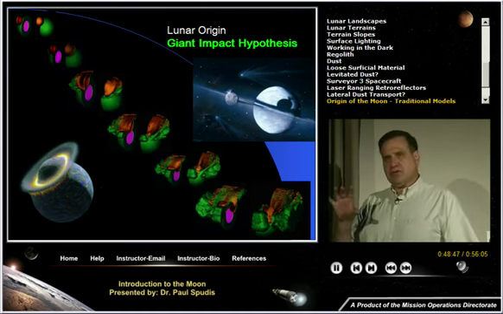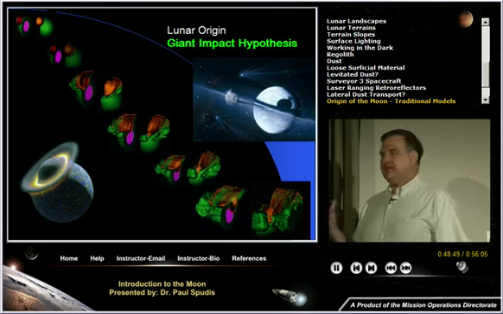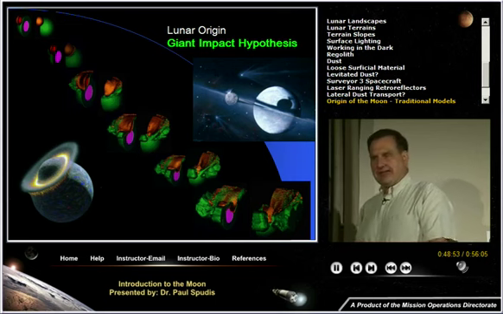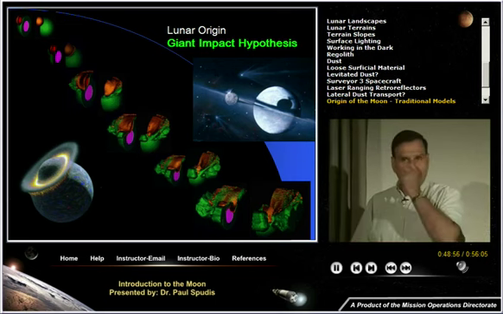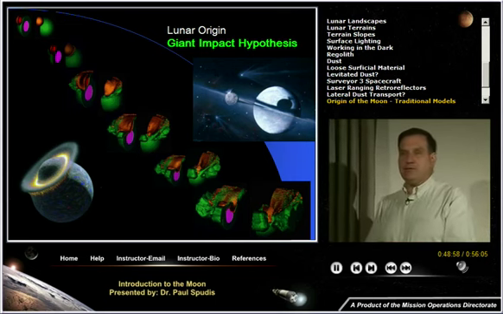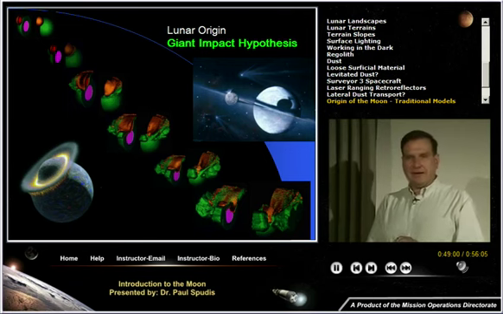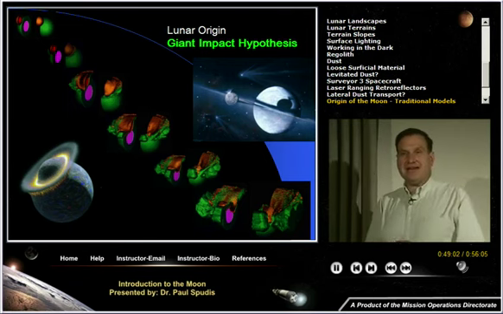And it was a short jump from that idea to the idea that you might actually be able to solve the dynamic problems of intact capture and at the same time explain the similar chemistry of Earth and Moon that we found, which supported things like binary accretion, by something called the giant impact model.